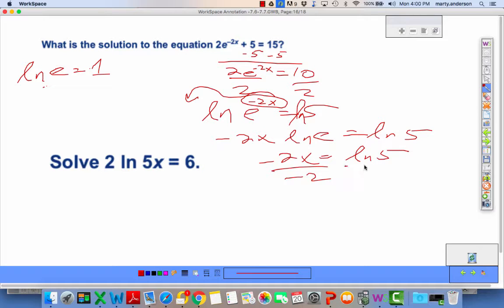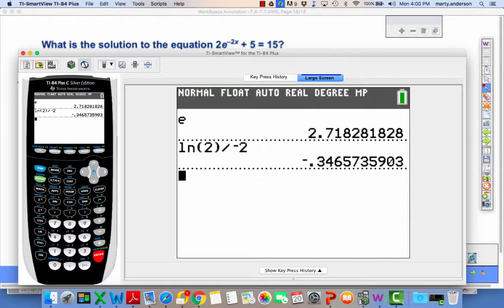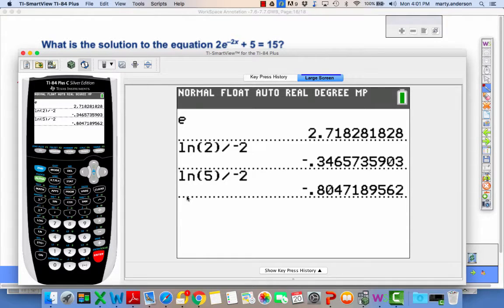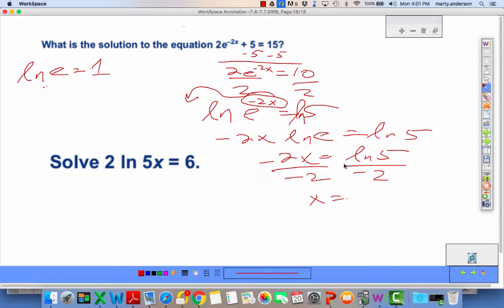Divide by negative 2, divide by negative 2. Type ln 5 divided by negative 2 in your calculator. Natural log of 5 divided by negative 2. And my answer is negative 0.8047. Going the other way here, you can divide by 2, divide by 2.